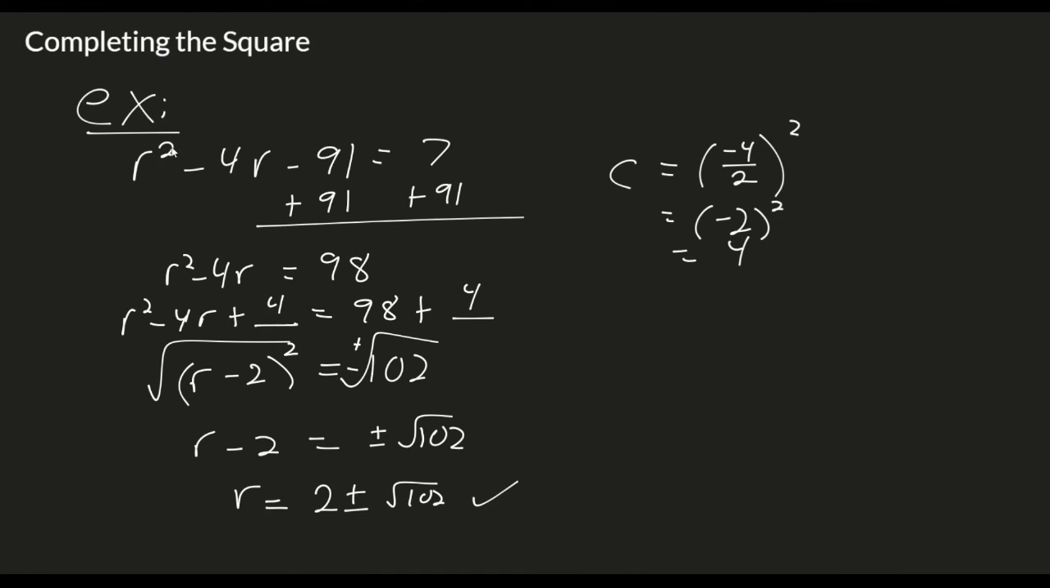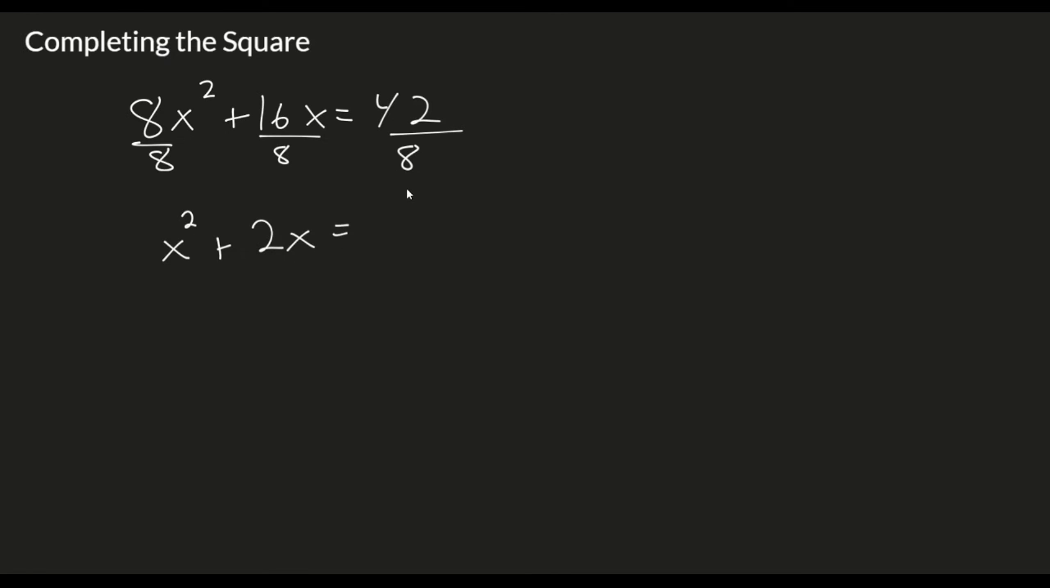Only in this case, the quadratic term is going to have a leading coefficient. Suppose we have 8x squared plus 16x equals 42. Now we have to be careful here. The only way completing the square works is if our leading coefficient on the quadratic variable is 1. To do that, we have to divide everything by the leading coefficient to clear away that value. So I'm going to be left with x squared plus 2x equals 42 over 8. That's 21 over 4. And I'm just going to leave it like that for now.